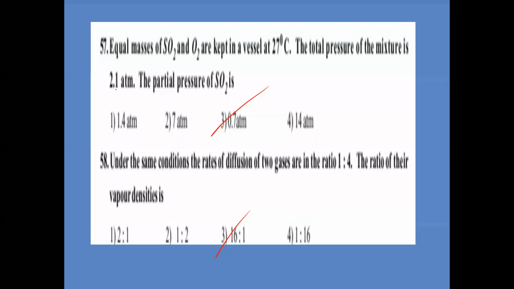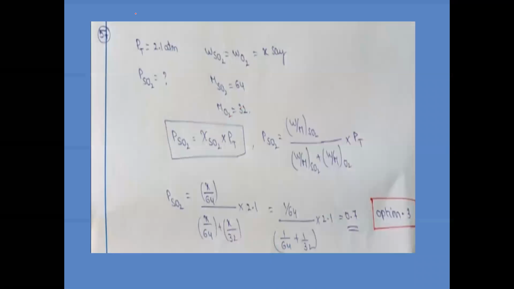Total pressure, P total of the gaseous mixture is given. The partial pressure of SO2 is what? Generally, what is the formula for partial pressures? Partial pressure of SO2 is equal to mole fraction of SO2 into total pressure. Total pressure is already given to you, P total 2.1. And the partial pressure of SO2 they asked.